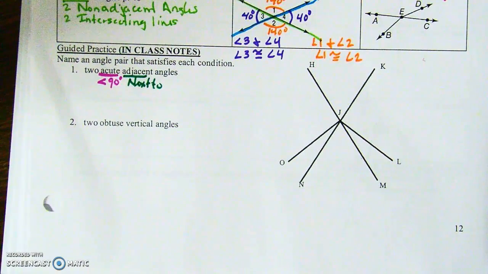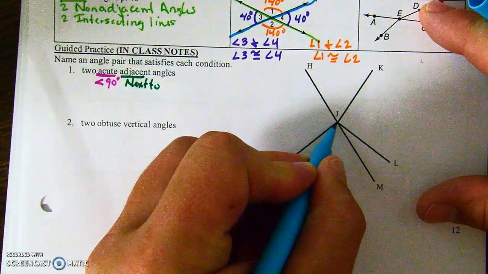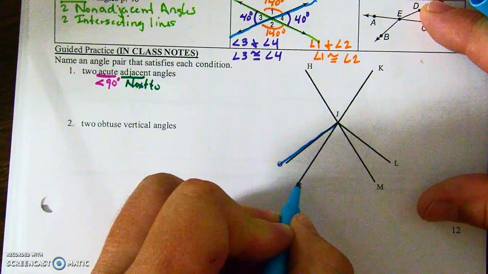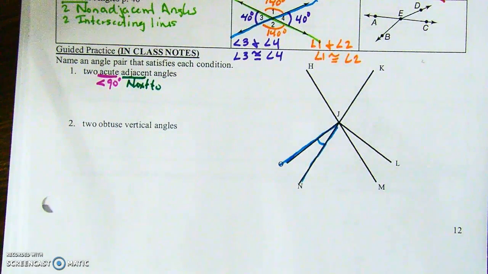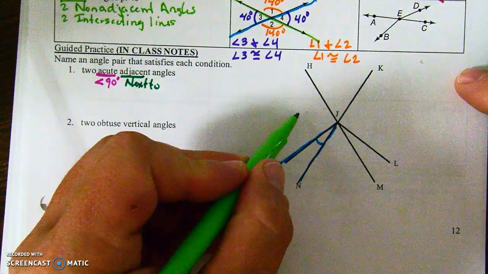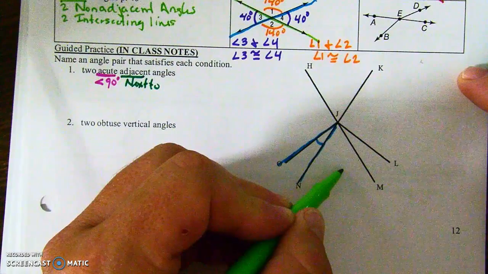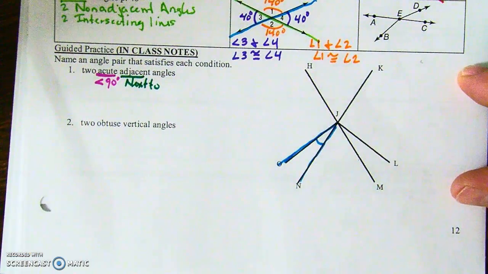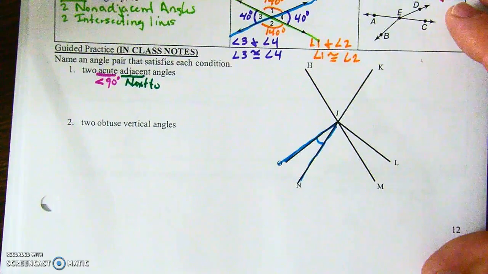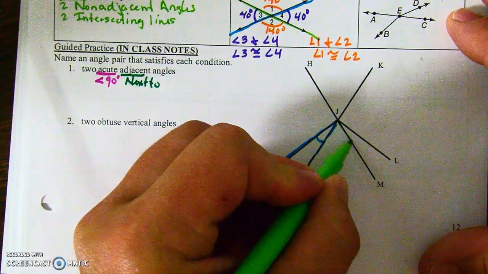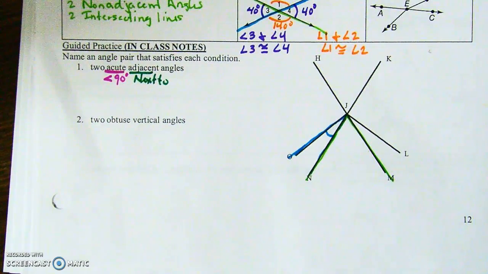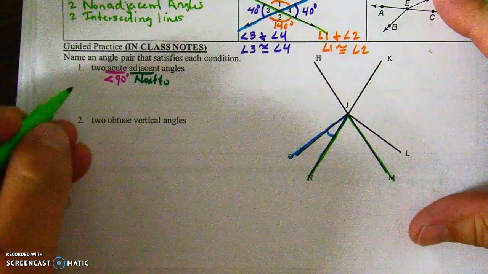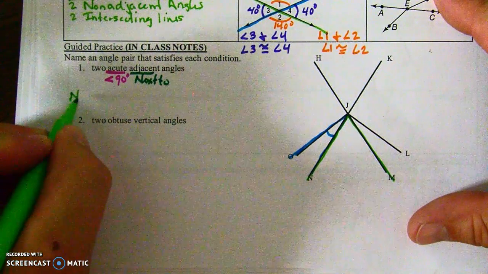So let's look at this. I'm going to go with this one here, and I'm going to highlight it in blue right here. So I'm talking about this angle right here. That one looks like it's acute. Now, we have a choice of being adjacent, meaning next to each other. So we have this angle over here that's next to it, and this angle over here that's next to it. Which one looks more acute than the other one? Yes, I would say that this angle right here is probably acute. So we want to name two of those together. So if we were to do this, this would be angle NJM.